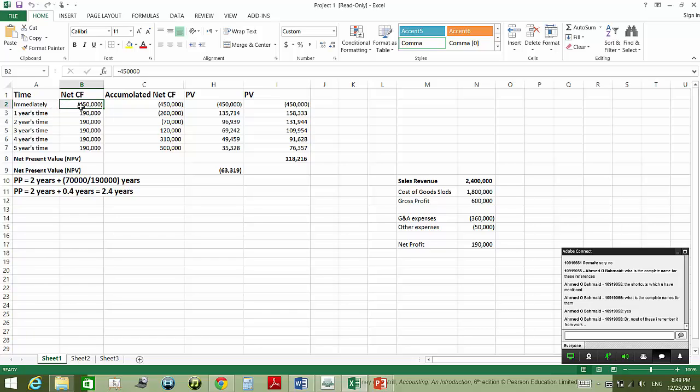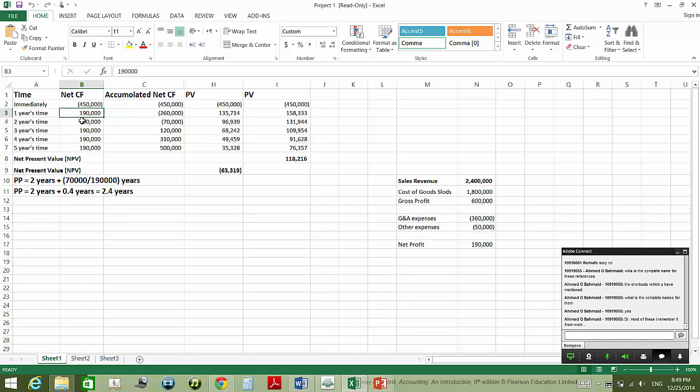Okay, this investment will give you cash flows, or a return on investment. In the first year, it will give you 190,000, and it will give you the same amount for the next 5 years. At the end of the first year, it will give you 190,000. At the end of the second year, it will give you 190,000, and so on.